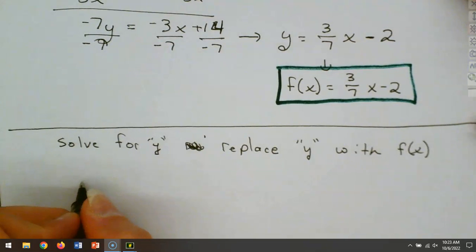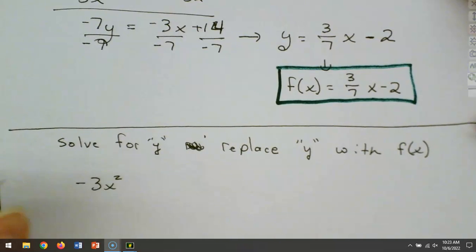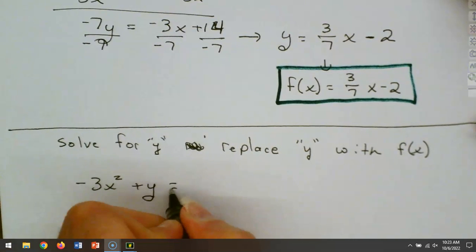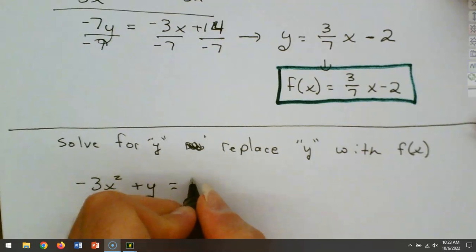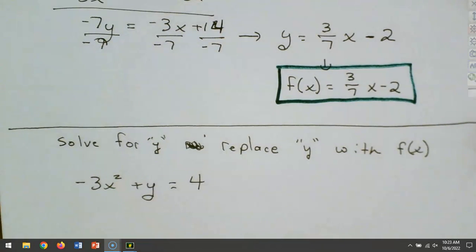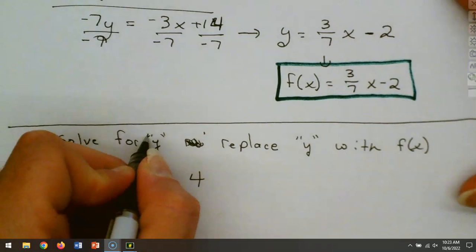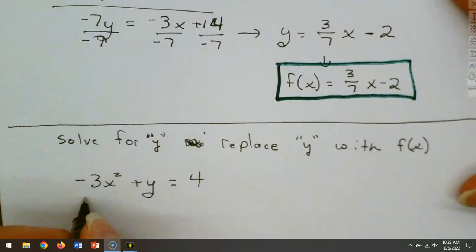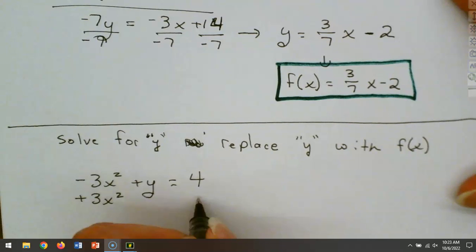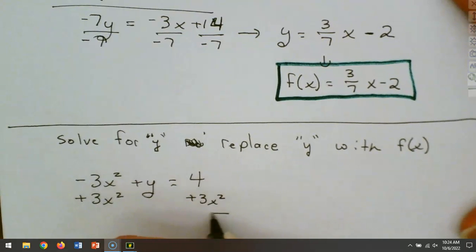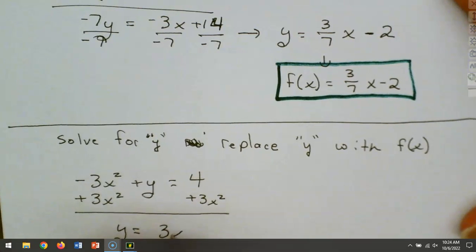How about we have minus 3x squared plus y equals 4. Similar to what you have in your homework for one of the questions. Now, what do we do? Solve it for y. Okay, so simple enough. Move that 3x squared over. And that gives you y equals 3x squared plus 4.